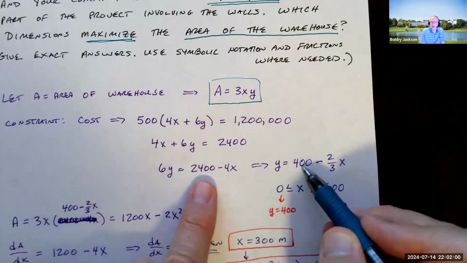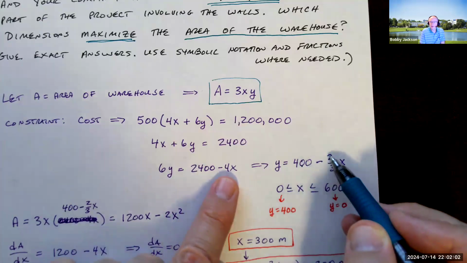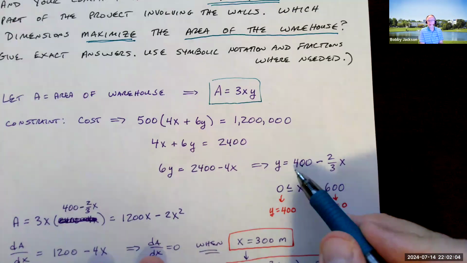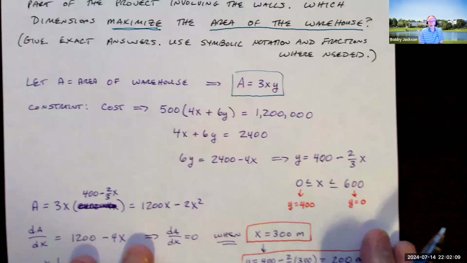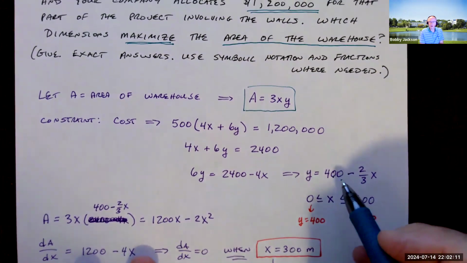2,400 divided by 6 is 400, and 4 divided by 6 is 2/3, simplified down. So there's y in terms of x, okay? And then what about x? What is the constraint on x?